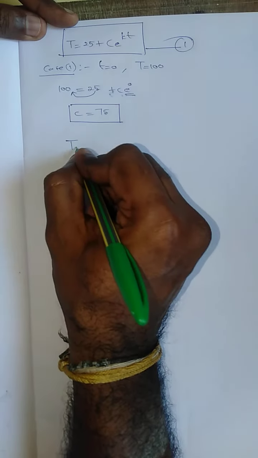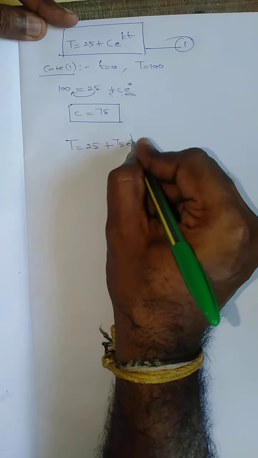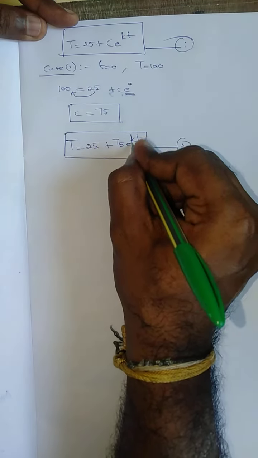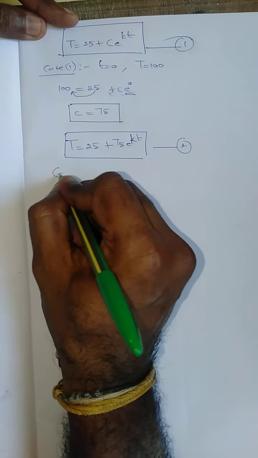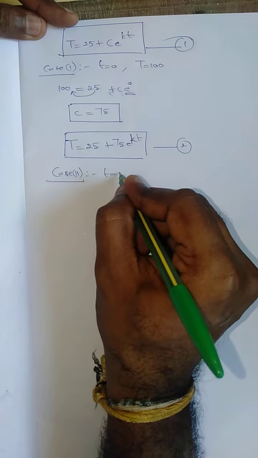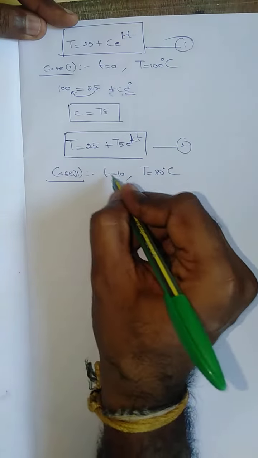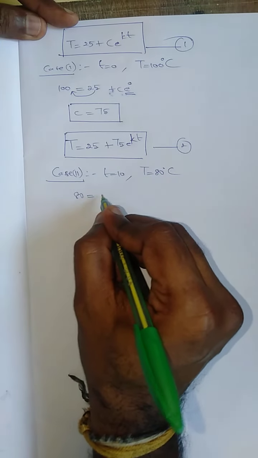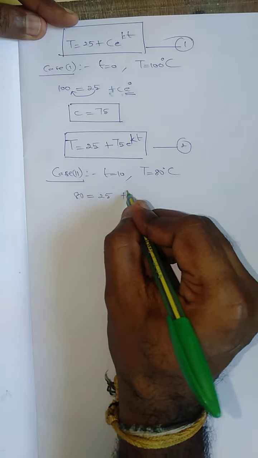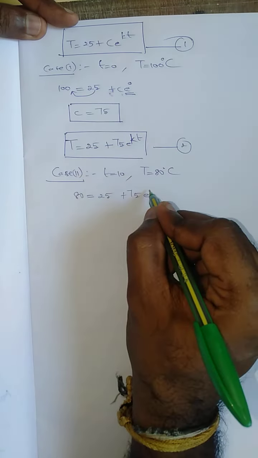So applying here, T is equal to 25 plus c e power kt, where c is 75: T is equal to 25 plus 75 e power kt. Keep it as equation 2. This is our main equation hereafter. Now apply case 2, which should use equation 2 only. Case 2: when t is equal to 10, T is equal to 80 degrees Celsius. So 80 is equal to 25 plus 75 e power k into t, where t is 10, so I can put 10k.